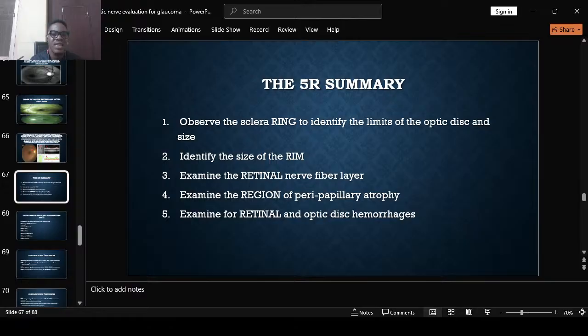Also want to examine the region of the peripapillary atrophy. I also finally want to examine the retina and the optic disc for hemorrhages.